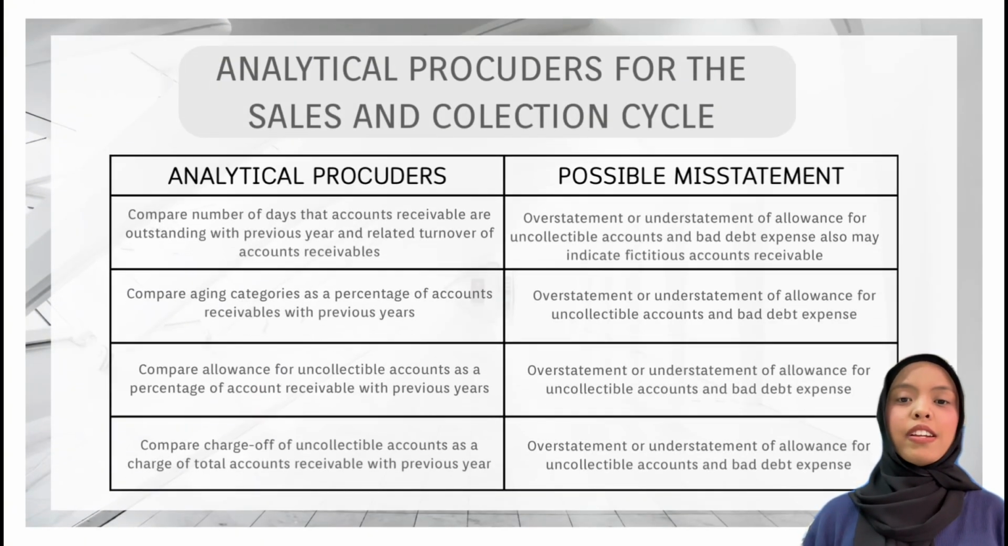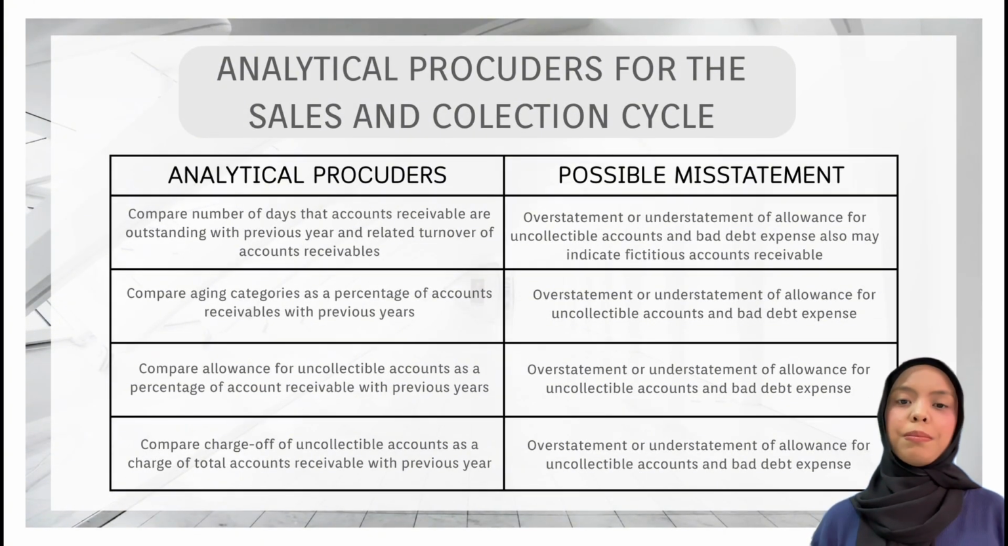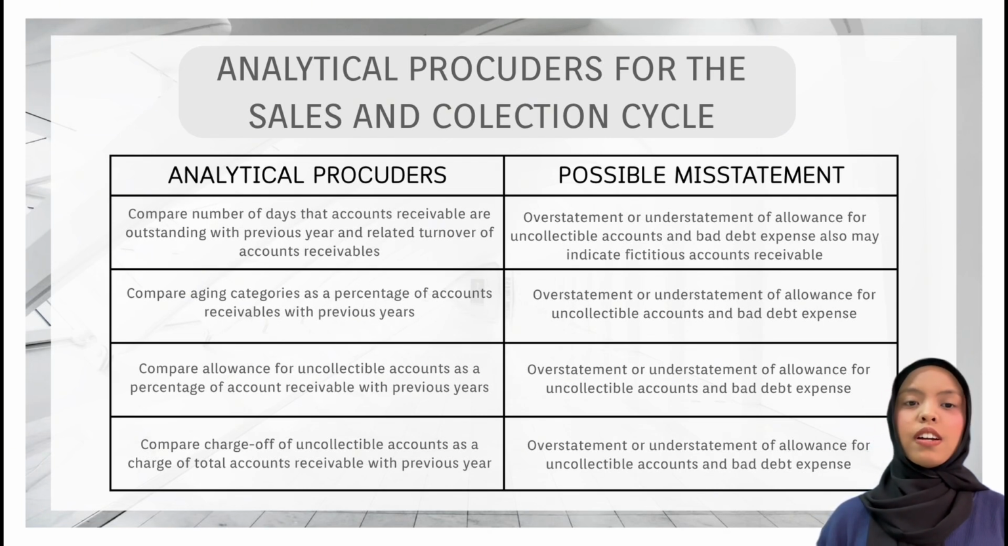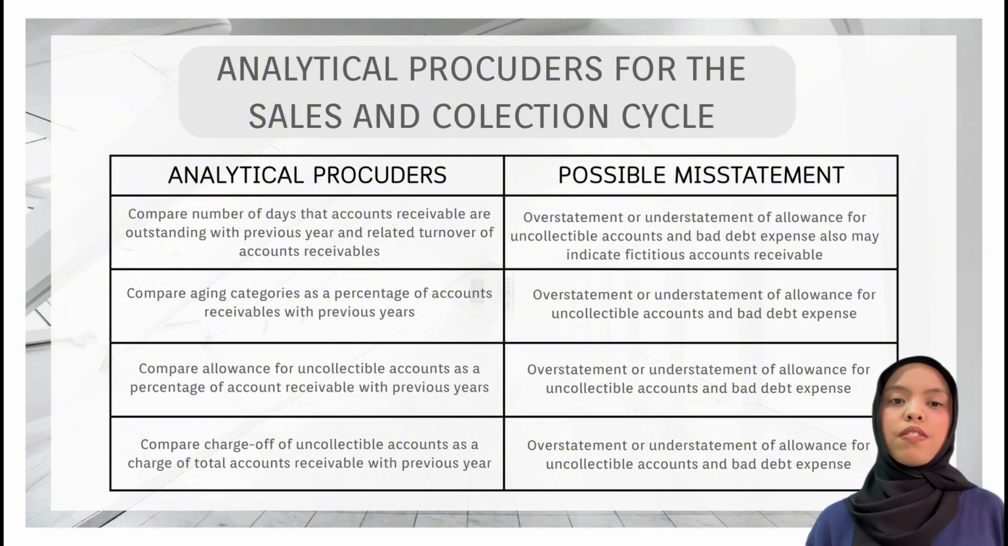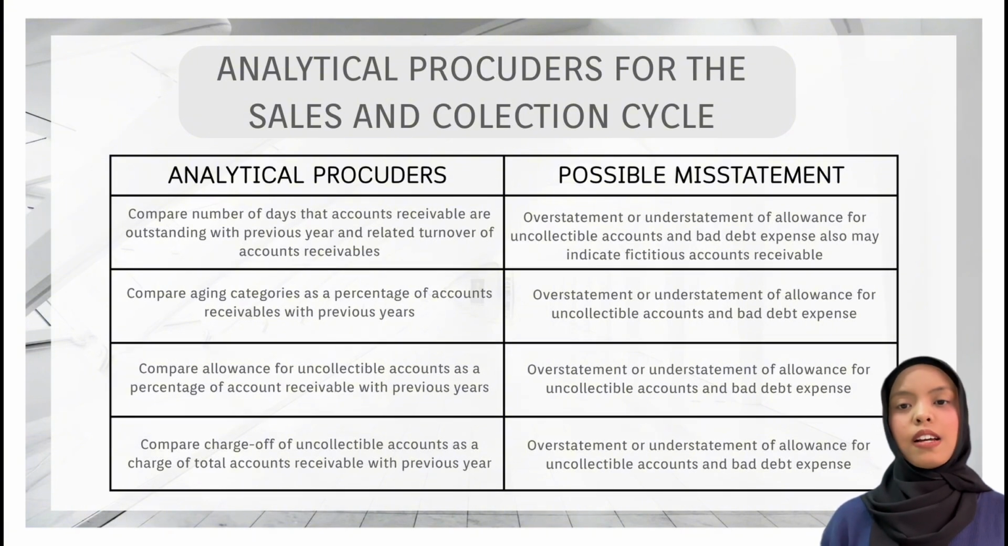Next, comparing the number of days that accounts receivable are outstanding with the previous year, and the related turnover of accounts receivable. This procedure helps identify any changes in the financial period which might suggest issues with credit policy or collection efforts. Significant deviation could indicate overstatement or understatement of the allowance for uncollectible accounts and bad debt expenses. Additionally, it may highlight the presence of fictitious accounts receivable.